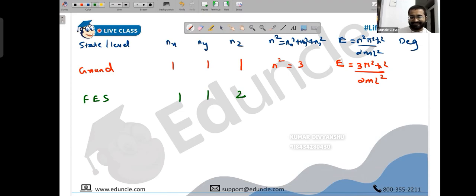Now I can replace the 1 1 2 by 1 2 1, and 2 1 1. Then 1 1 1. Perfect. Okay. So what is n square for all of them? 1 square plus 1 square plus 2 square. That's 1 plus 1 plus 4. N square is 6 for all of them.